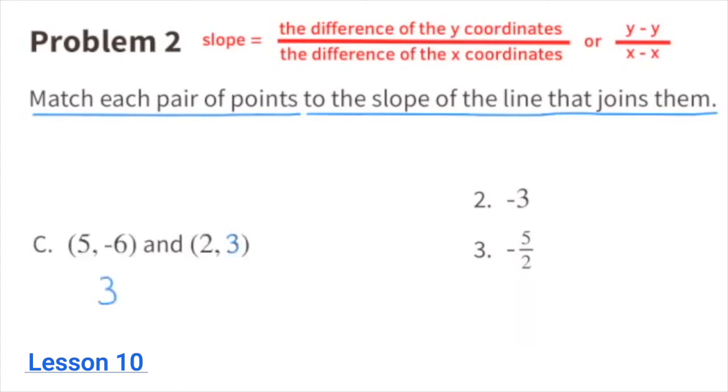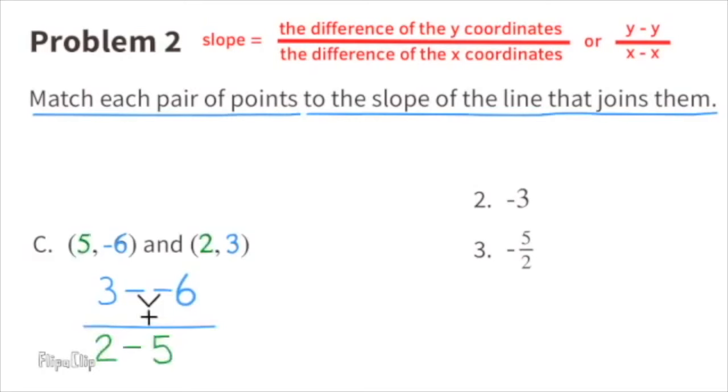C. 3 minus a negative 6, which would be positive 6, over 2 minus 5. 3 plus 6 is 9, and 2 minus 5 is negative 3. Since 9 divided by negative 3 equals negative 3, the slope of this line would equal negative 3.